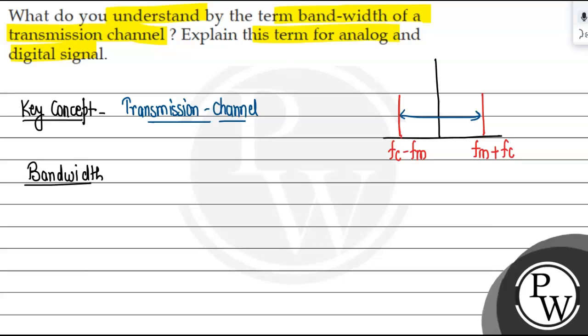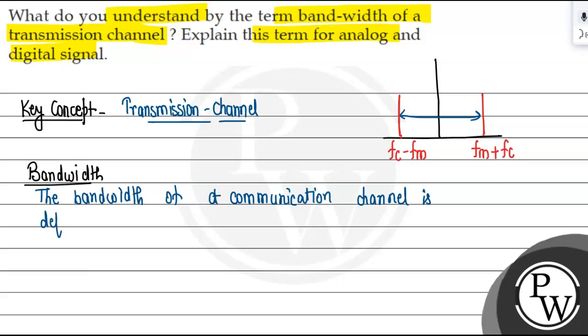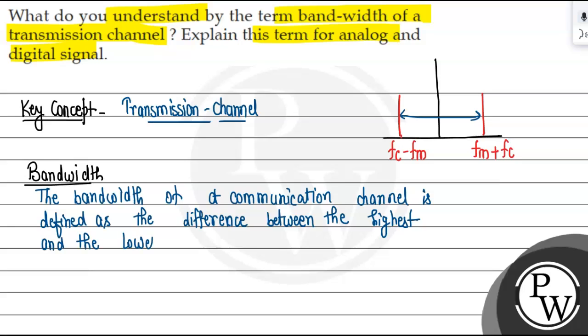So the bandwidth of a communication channel is defined as the difference between the highest and the lowest frequencies that the channel allows to pass through it.